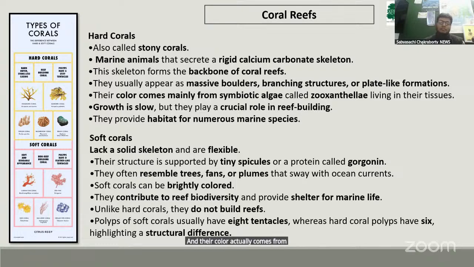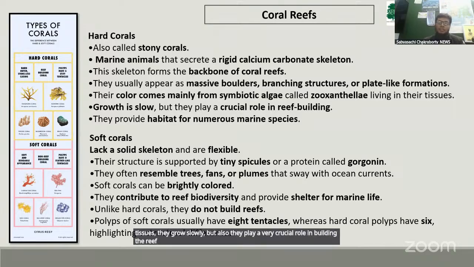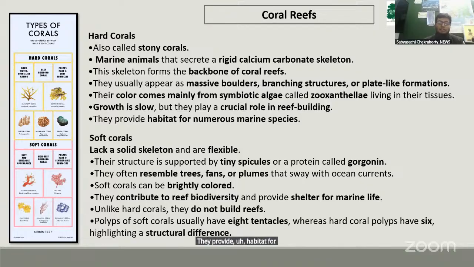a symbiotic algae known as the zooxanthellae living in their tissues. They grow slowly, but also they play a very crucial role in building the reefs, and they provide habitat for numerous marine species. The soft corals, on the other hand, they are not.